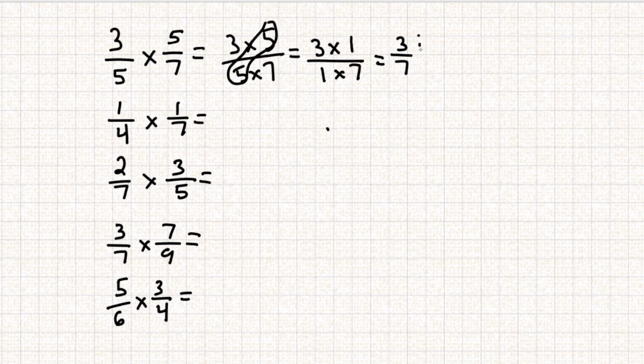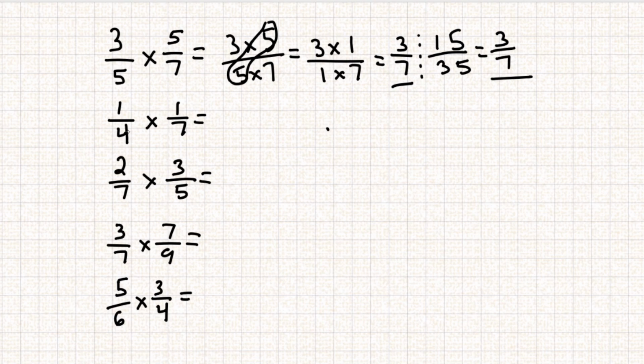So if we had done this the other way, so that means we multiply before we simplify, we'd have 3 times 5, which is 15, and then 5 times 7, which is 35. We would then have to divide the numerator and the denominator by 5, which is 3 divided by 7. So we get the same answer, but sometimes it's easier to simplify these numbers. That way the multiplication is more simple.